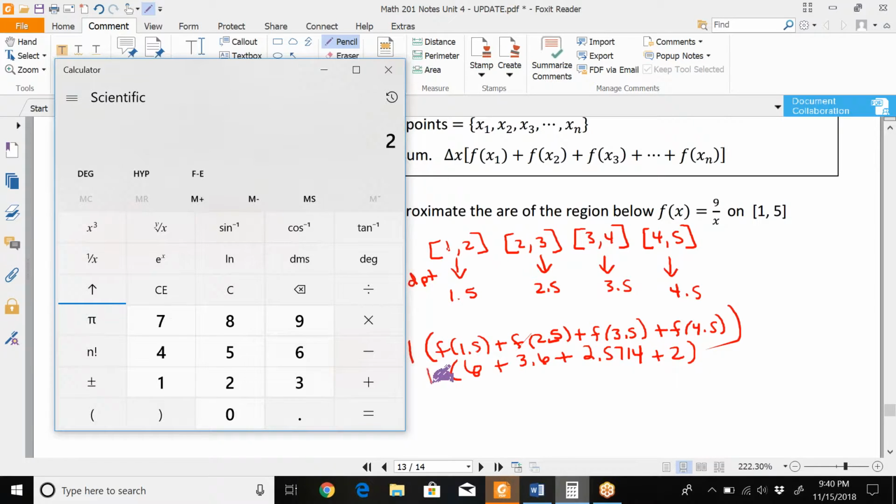Okay, so we're going to add all those together and then times it by the one width of all the rectangles. So 6 plus 3.6 plus 2.5714 plus 2. And then times that by 1 and it's still itself. So that's 14.1714.